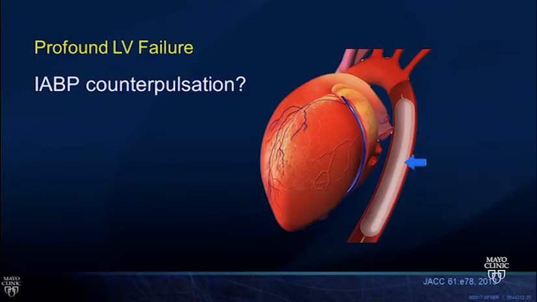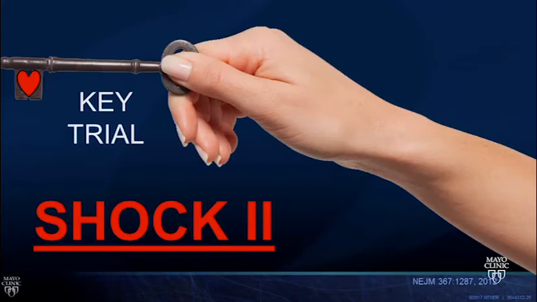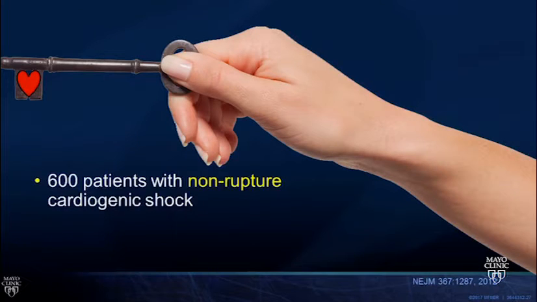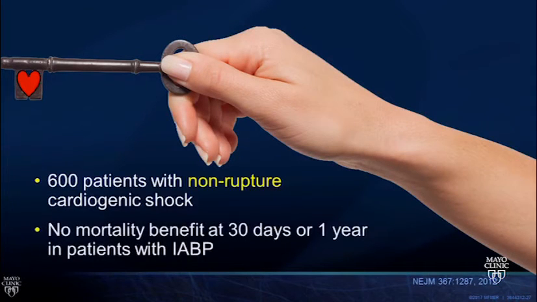Should we be putting balloon pumps in all these people? We know that their hemodynamics are unstable. What's the level of evidence for that? That's the SHOCK 2 trial. So SHOCK 2 said, let's take a group of patients who are presenting with non-rupture cardiogenic shock and see how balloon pumps perform. And it was kind of underwhelming.